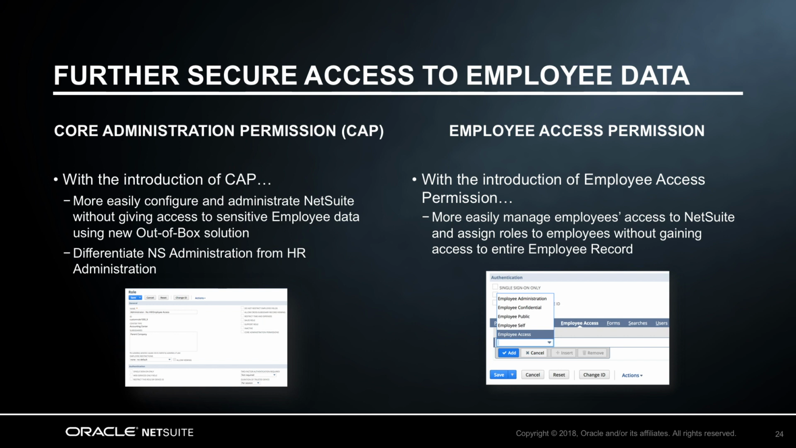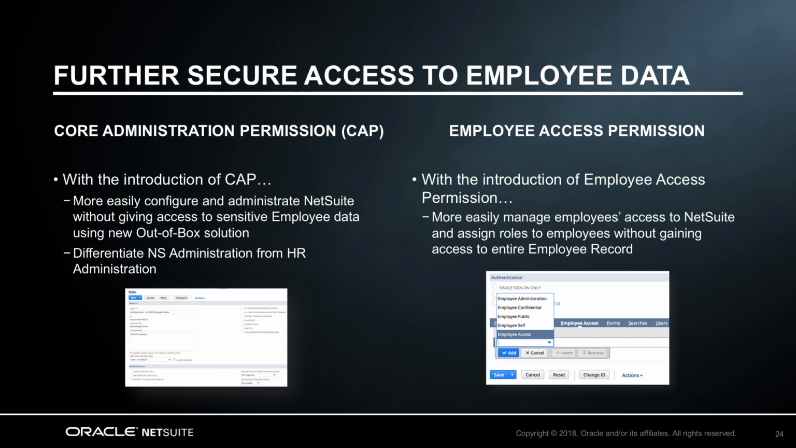It's now easier to manage employees' NetSuite system access and assign roles to employees. This means that any role with this permission will be able to manage system access for employees without also needing to access their entire employee record and all the sensitive information within. This new permission, called the Employee Access Permission, can be enabled via the Role page as a line item on the Employee Access tab.